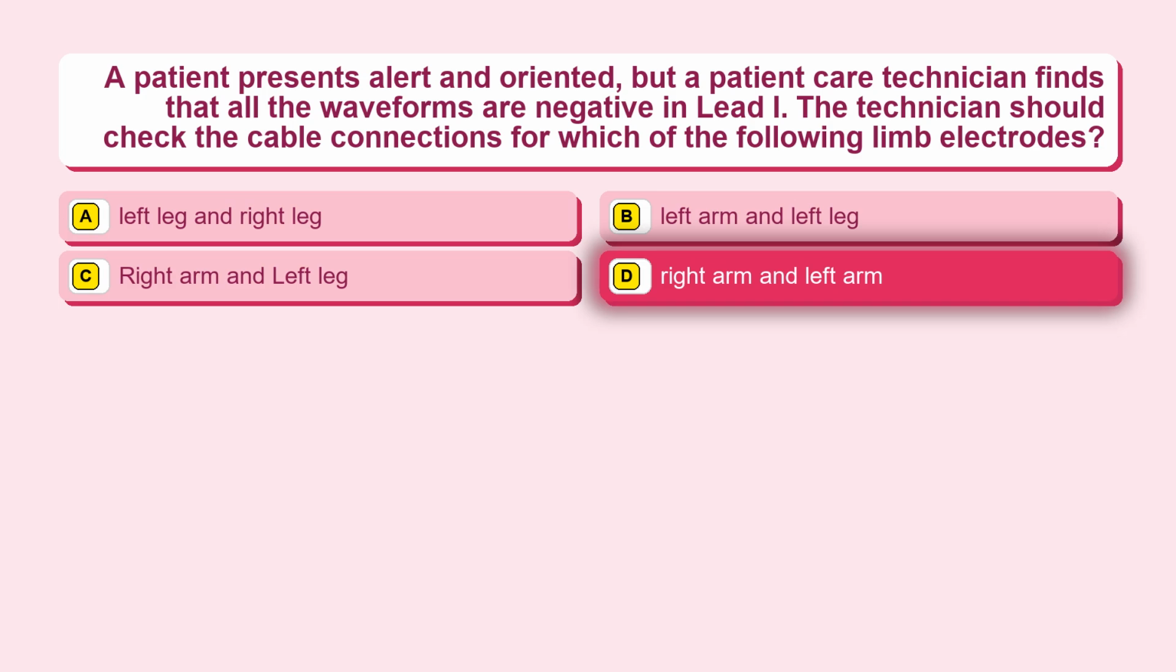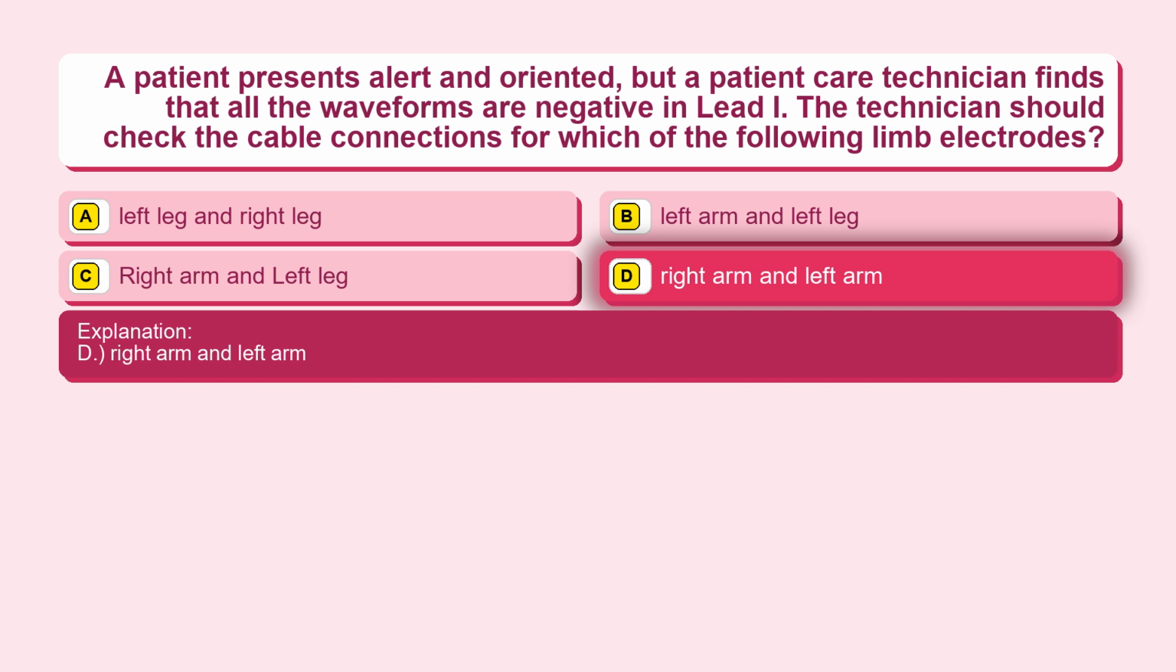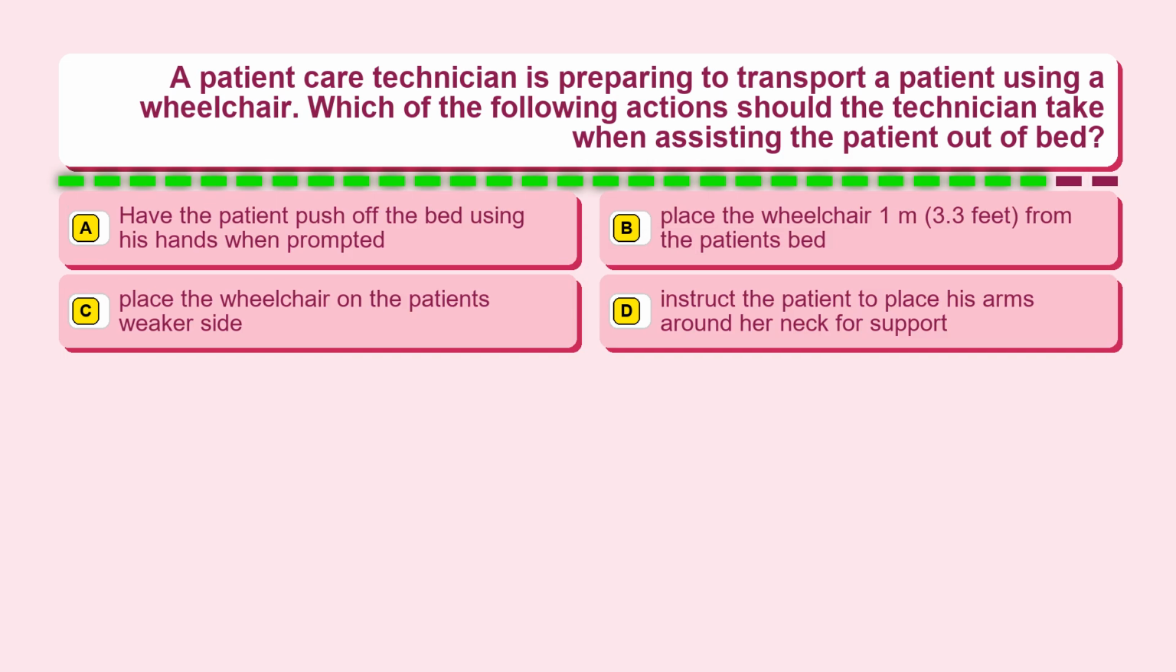The correct answer is option D, right arm and left arm. Question 60. A patient care technician is preparing to transport a patient using a wheelchair. Which of the following actions should the technician take when assisting the patient out of bed?